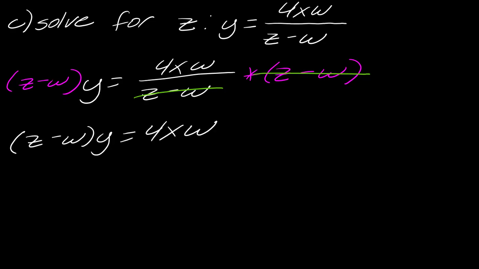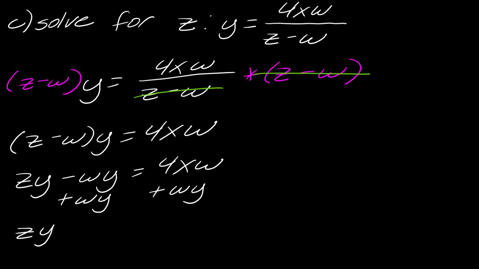Keep in mind that you're trying to solve for z. There are actually two ways that you can do this, so I'll show you both now. First you could just distribute. So this is way one. I distribute the y, so I get zy minus wy equals 4xw. Now I just have to isolate the z. So I'm trying to solve for this, and I'll go ahead and add this over to the other side.